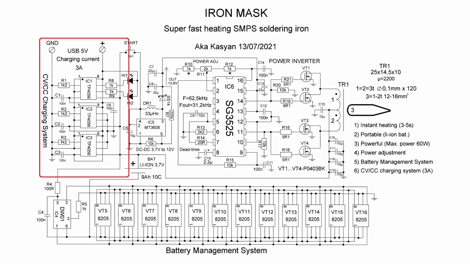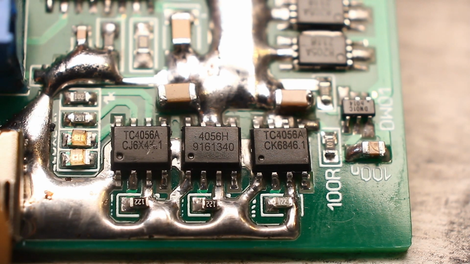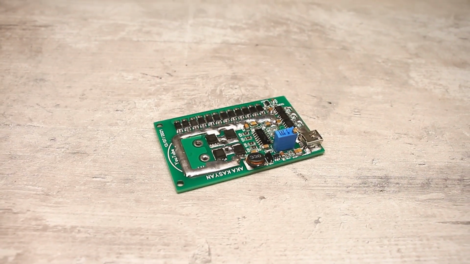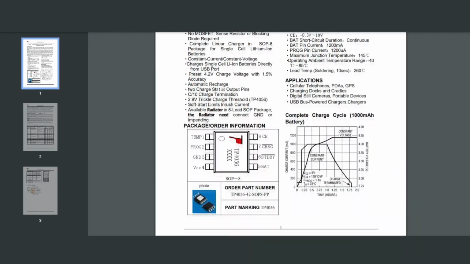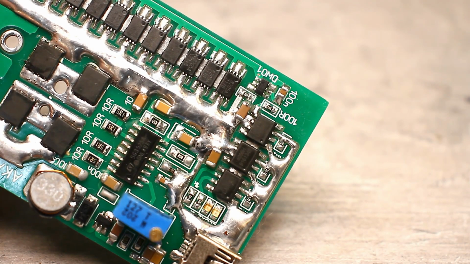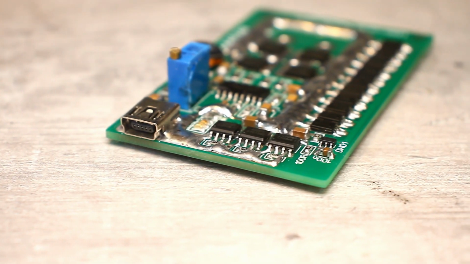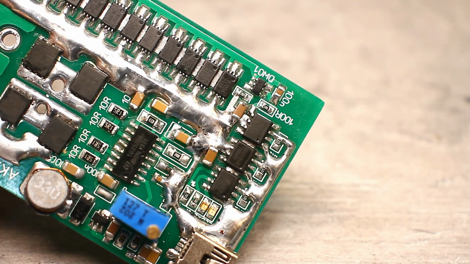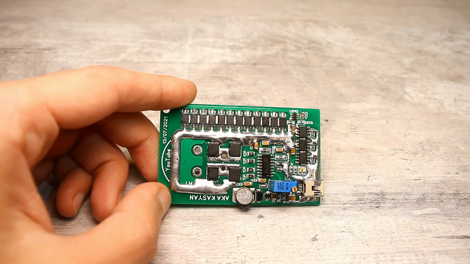The first node is responsible for charging the battery with a stable current and voltage and also has an indication of the charging process. The system is based on the well-known TP4056 chips. I connected three such microcircuits in parallel, thereby making the maximum charge current around 3 amps. Why use TP4056 working in linear mode? It's simple. They are cheaper and more affordable.